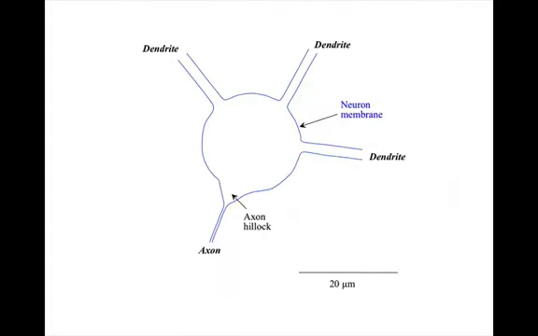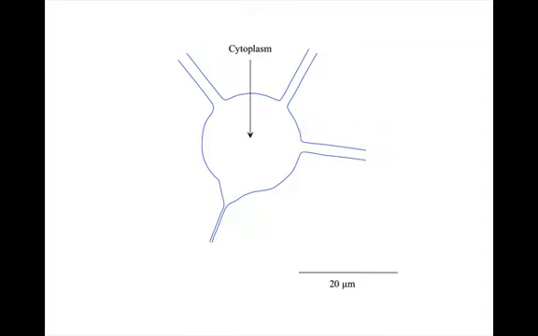The membrane completely surrounds the neuron. And as I mentioned earlier, the dendrites and the axon are bulges in the neuron membrane. The axon tends to emerge from a region that's raised up a bit from the surface of the neuron, and it's called the axon hillock. The inside of the neuron is filled with a fluid called cytoplasm.